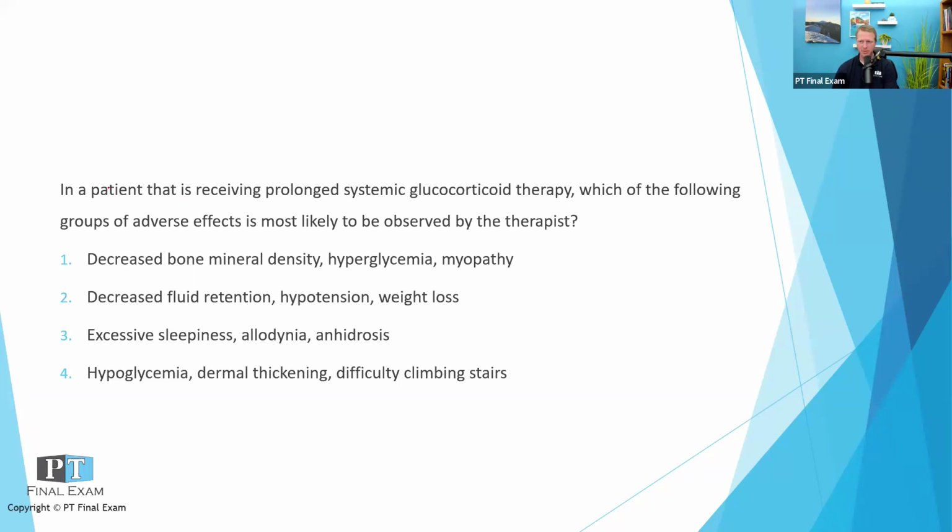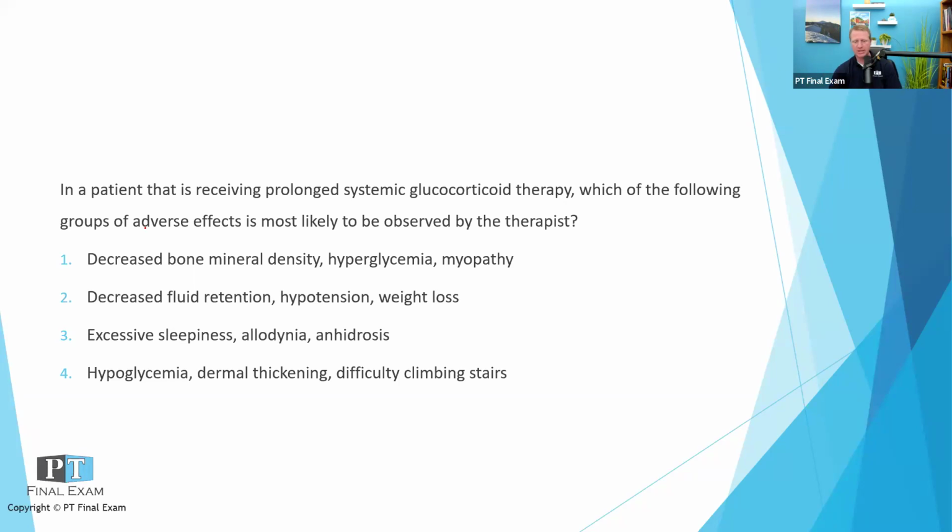Excellent. So this one: in a patient that is receiving prolonged systemic glucocorticoid therapy, which of the following groups of adverse effects is most likely to be observed by the therapist? 1, decreased bone mineral density, hyperglycemia, myopathy. 2, decreased fluid retention, hypotension, weight loss. 3, excessive sleepiness, allodynia, anhidrosis. And 4, hypoglycemia, dermal thickening, and difficulty climbing stairs?